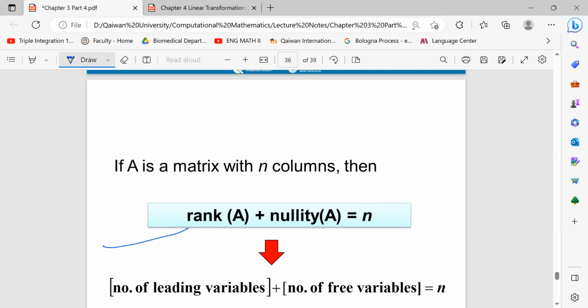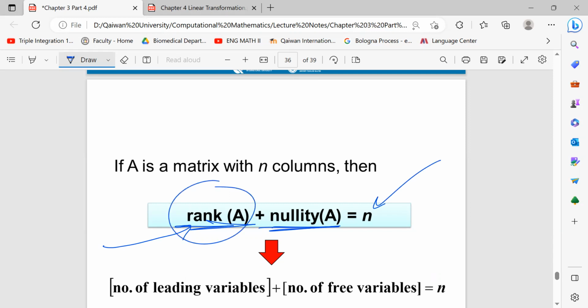As you see, rank A we find as the non-zero rows in the reduced solution form of A. Or for the column space, we just pick the leading entries in the reduced solution form, and then we choose those columns in the given matrix. Okay, rank A plus nullity of A is n.